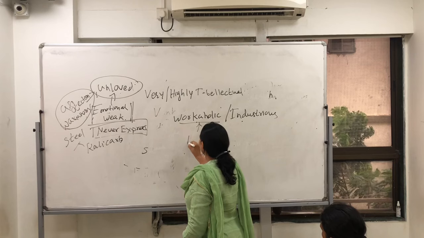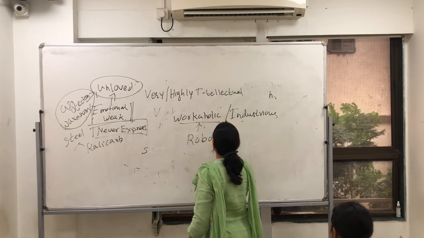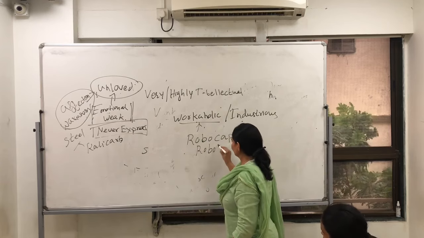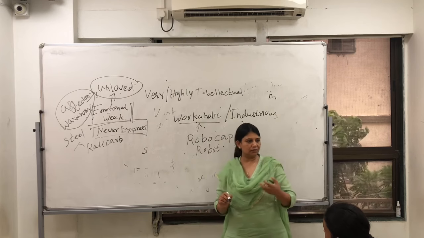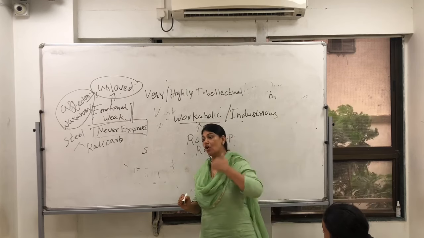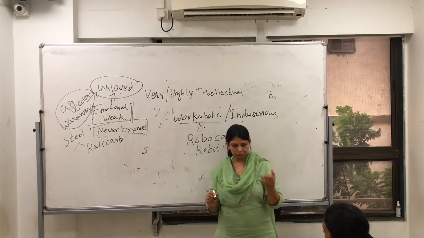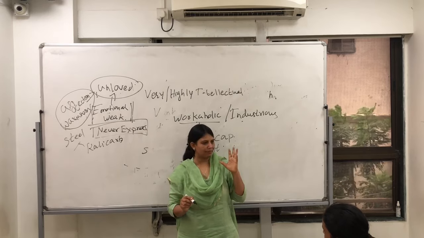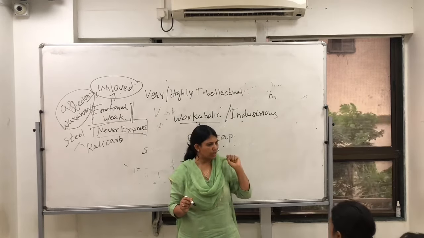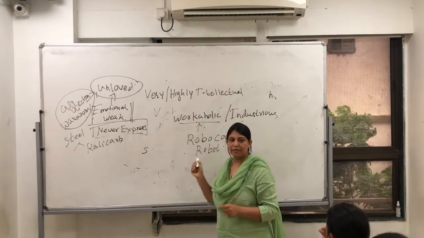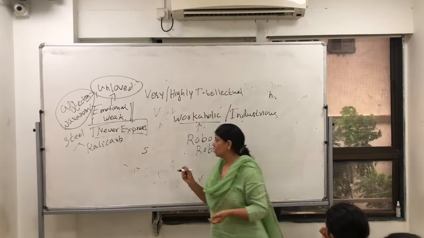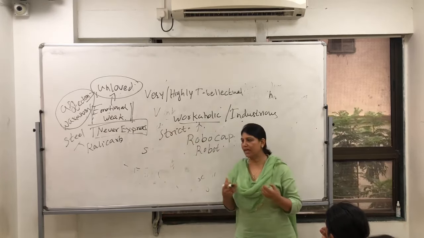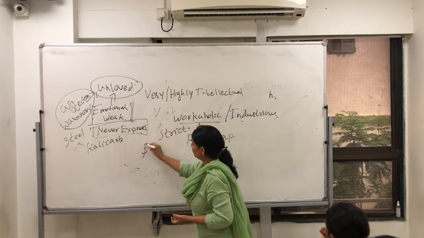In a workaholic, the example given is like a robocop. I think so, it's a robocop or robot. Means what? They can work for a long period of time. Robocop or robot, they don't waste time. Continuously they are working. They can work at the same time. They even want that their employees also should work. So he will be very strict. He will be very strict. He will be very ambitious.